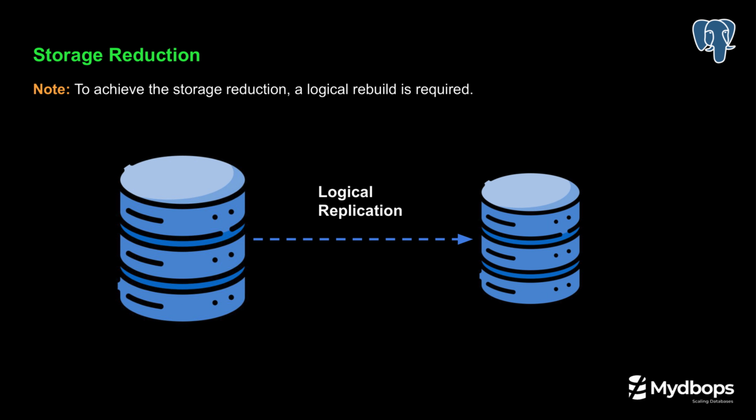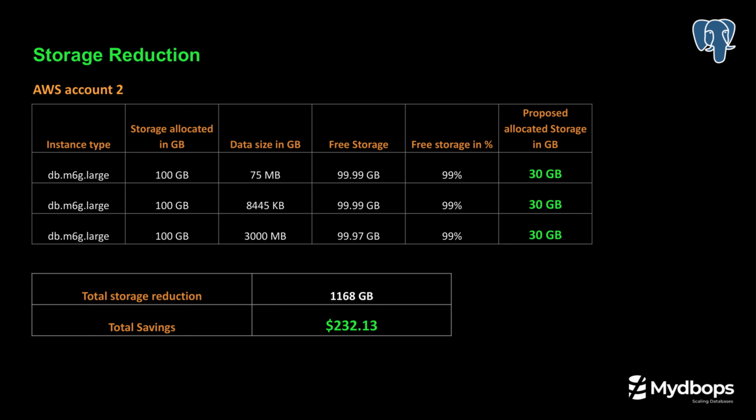Now, once the data is migrated and the applications are moved to the new DB instance, in case we require more storage in future, we can simply upscale the storage in the new RDS instance. So the overall cost saving in this section was expected to be around $232 per month.